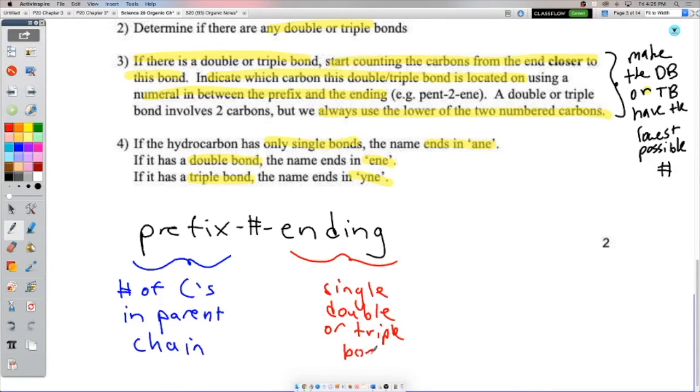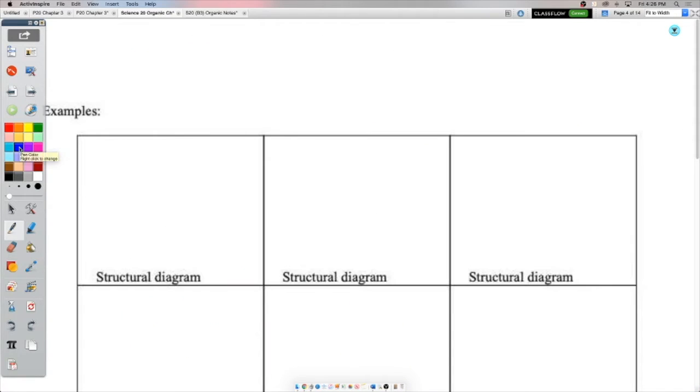So we're just writing down what information each part of a name gives us. Now, what does that number tell us? The number just tells us, if there is a double or triple bond, where is it? Which carbon is it on? Okay, so which carbon the double or triple bond is on. If there is no double or triple bond, if it only has single bonds, then you can leave out the number.